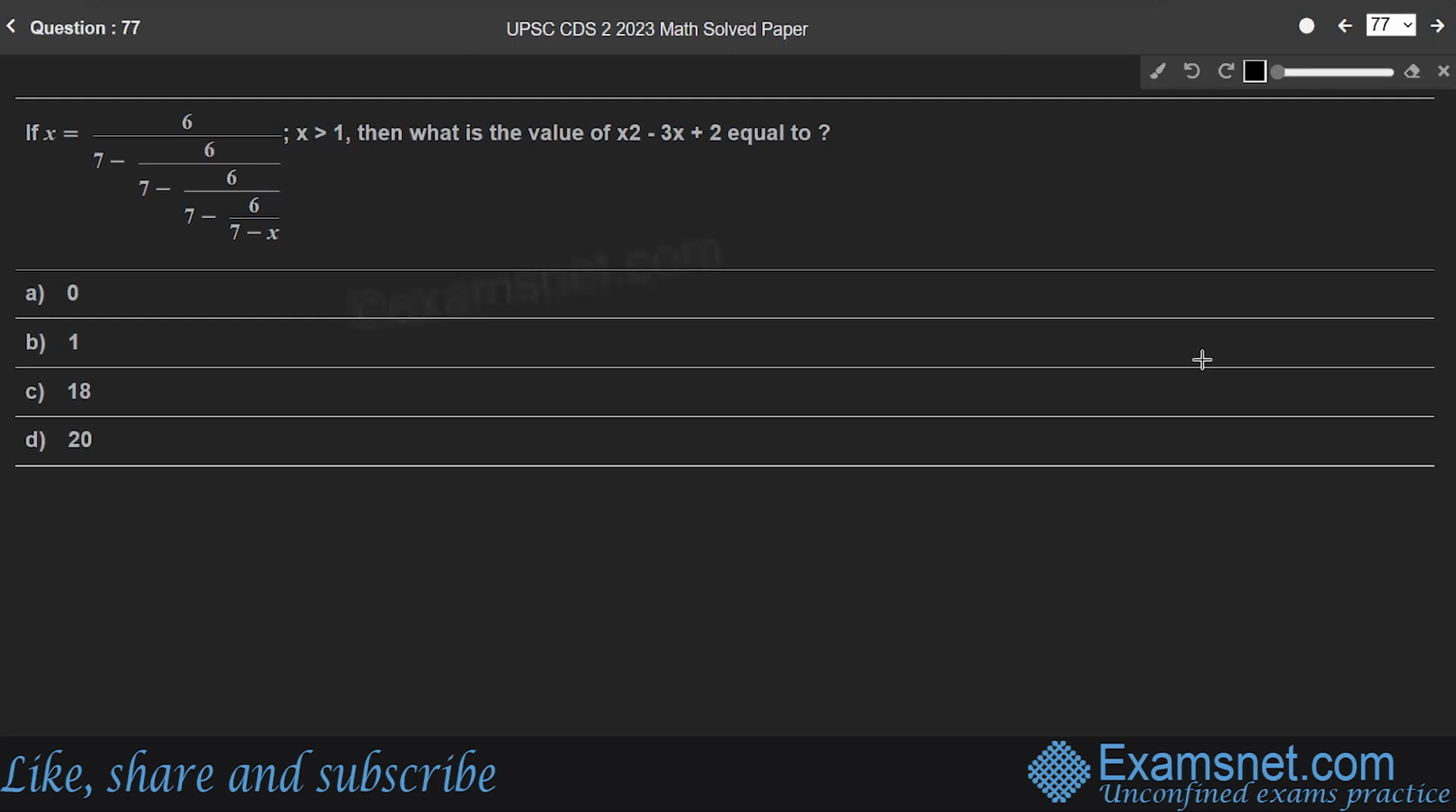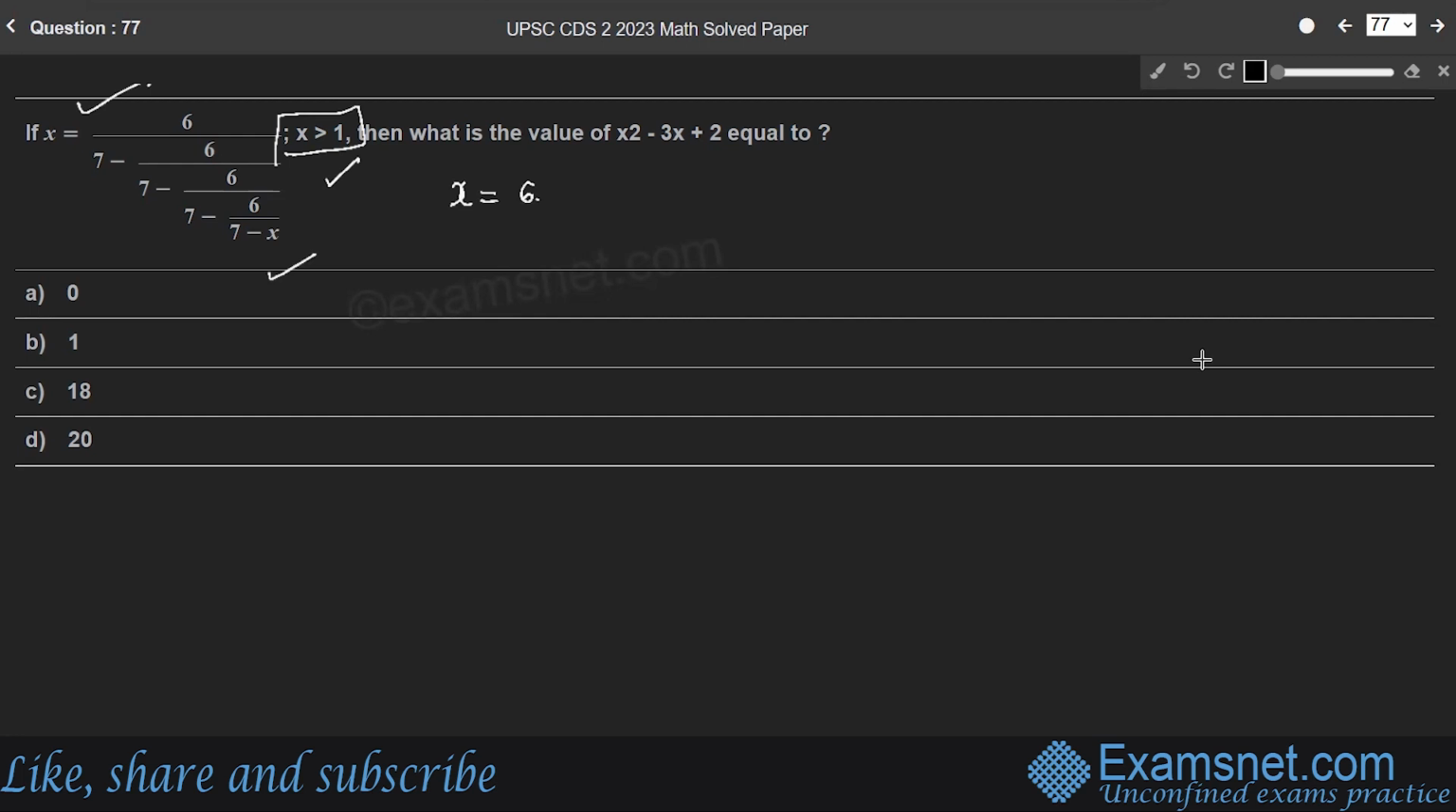Question 77. If x is equal to 6 by 7 minus 6 by 7 minus 6 by 7 minus 6 by 7 minus x, where x is greater than 1, then what is the value of x square minus 3x plus 2? Very simple question. Here the condition is x should be greater than 1. You can put any value which is greater than 1. So I'll put x is equal to 6.